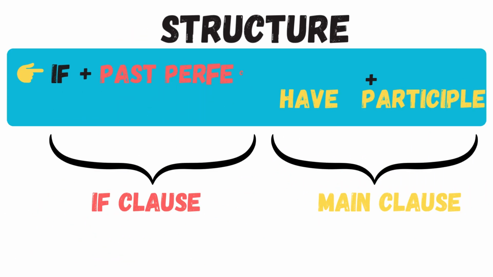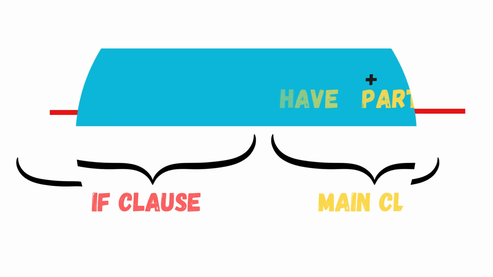Third conditional explanation. This is how we form the third conditional: if plus past perfect, would have plus past participle. We use this structure to talk about unreal or imaginary situations in the past, things that didn't really happen. The if clause shows the past condition, something that didn't happen. The main clause shows the imagined past result, what would have happened. We use it to express regret, blame, or imagination about the past.